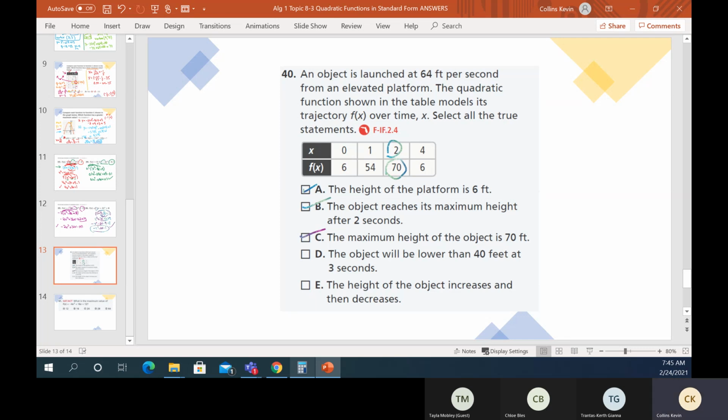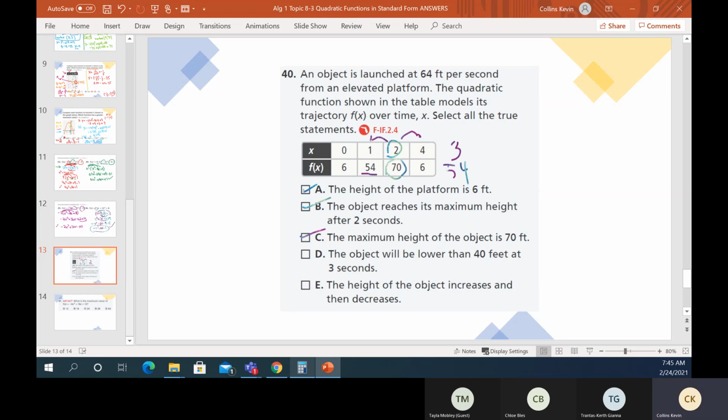It says the object will be lower than 40 feet at 3 seconds. Yeah, because it's only at 6 feet. No, well, we don't know. Can't say. Because we don't have 3 seconds on here. It could be, but we don't know for sure. We're thinking probably that, because these are symmetric, right? If this guy's 54, and we skip 3 for some reason, 3 is 1 in this direction, and then 1 is 1 in that direction, right? So 3 is probably 54. So based on that, it's going to be lower than 40 feet?